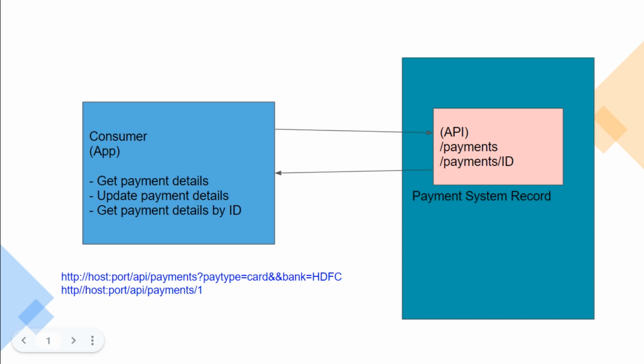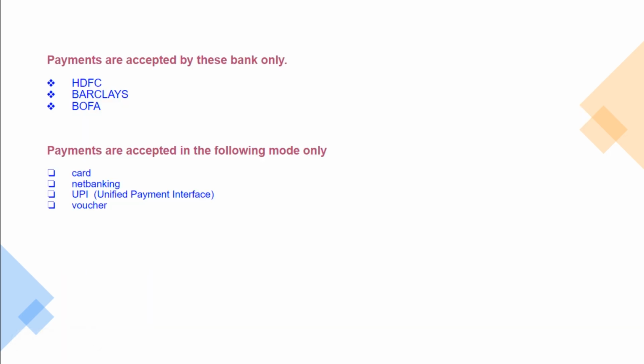If you check here, when they are sending payments, pay type is sent as a query, in the query parameters. So question mark, this query parameter, pay type card, and then bank HDFC. This way they are sending. In this case, the bank is HDFC and the payment mode is card, so it will accept the transaction, else it will not accept this transaction.